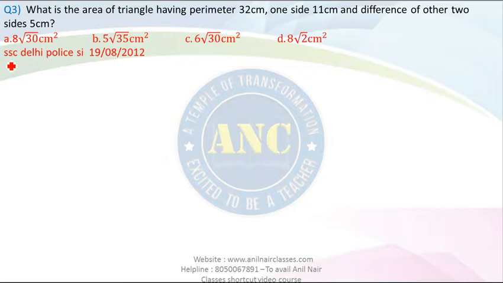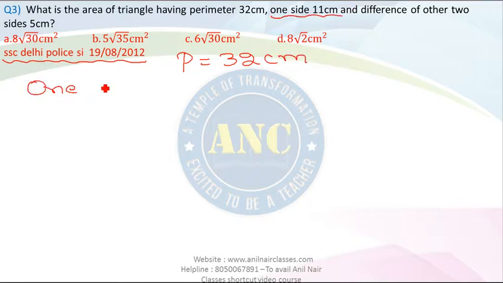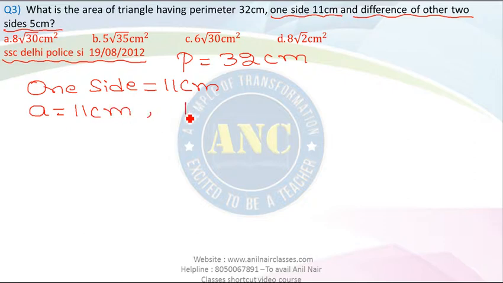Please see the next question. Again, it's an original examination question in 2012. What is the area of triangle having perimeter 32 centimeter? Perimeter is given as 32 centimeter. One of the sides is given as 11 centimeter. And the difference of the other two sides is 5 centimeter. Suppose this one side which is given is A, the difference of other two, B and C, is 5 centimeter. Find the area of the triangle which is having this kind of conditions is the question.